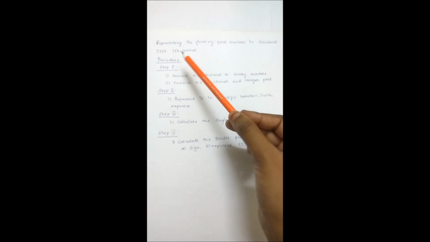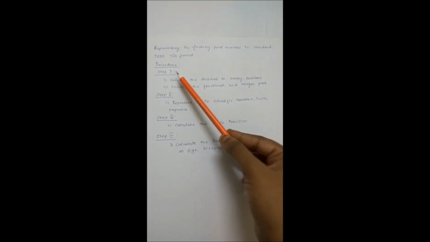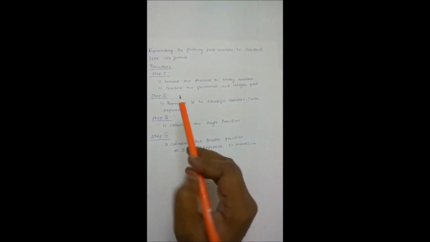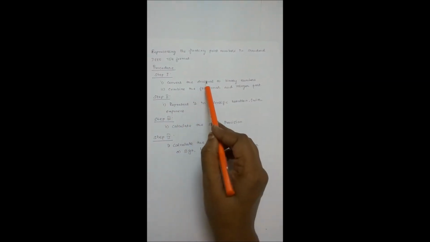Now we are going to see how we are going to represent floating point numbers in the standard IEEE format. This is the given procedure for converting floating point numbers into the IEEE standard format. The first step is we convert the given decimal number into binary, and then we combine both the fractional part and the integer part. In the second step, we represent it in exponent form, that is, scientific notation. So with the exponent we are going to represent the already converted value.